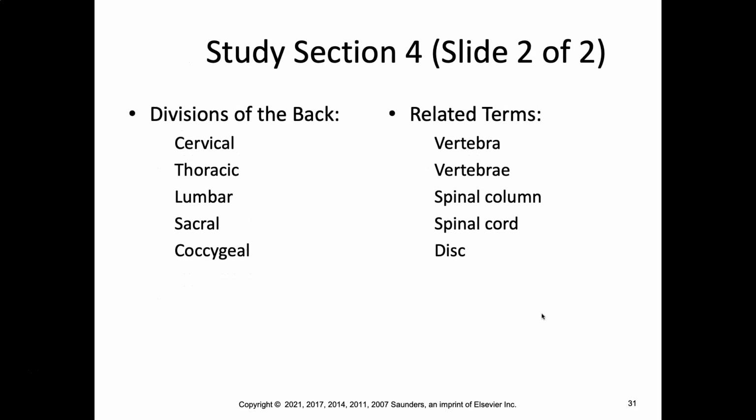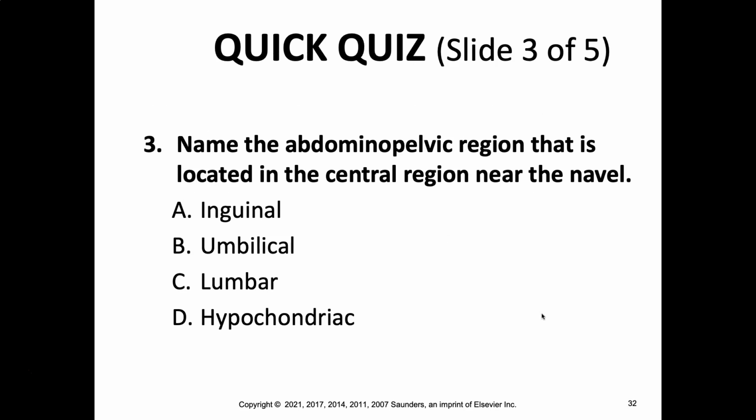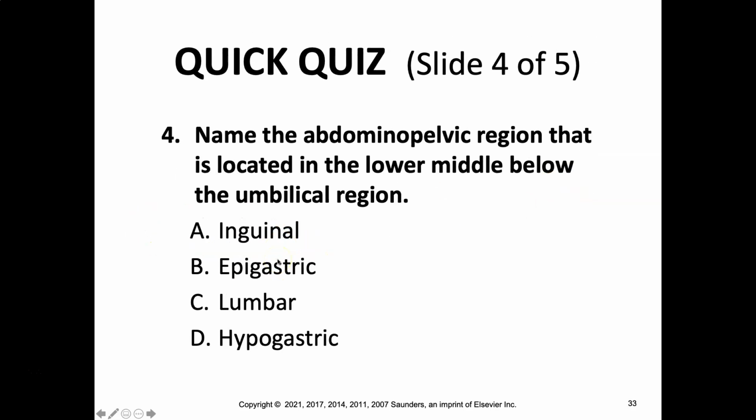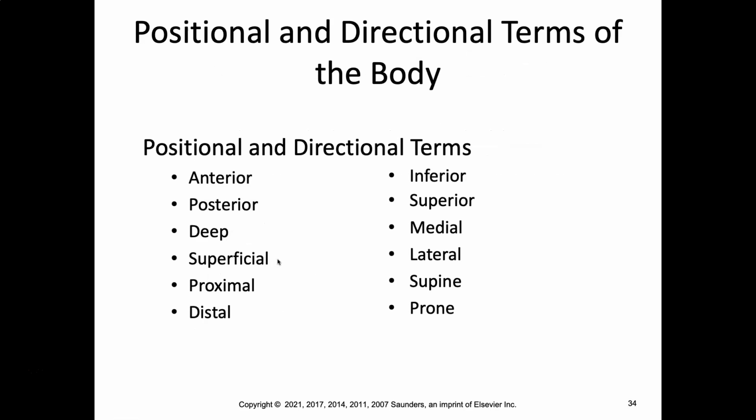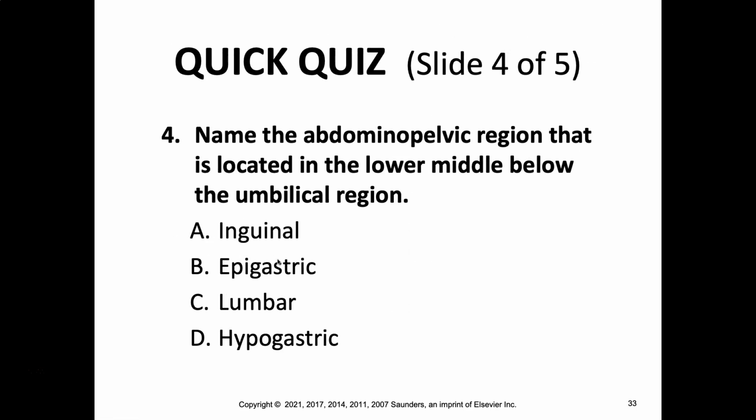All right, so we talked about all those different things that are in that study section. Quick quiz. What is the abdominal pelvic region that is located in the central region near the navel? Near the navel. Think belly button. And that should help you, hint, hint, hint, find the right one. All right, so, I guess we had another one there. Name the abdominal pelvic region that is located in the lower middle below that umbilical region. Below. I'm going to let you figure that one out.